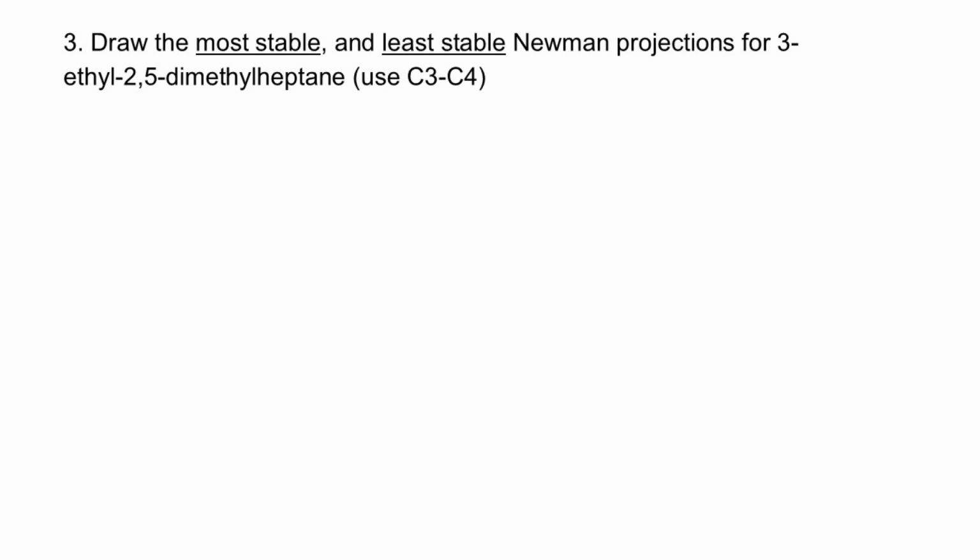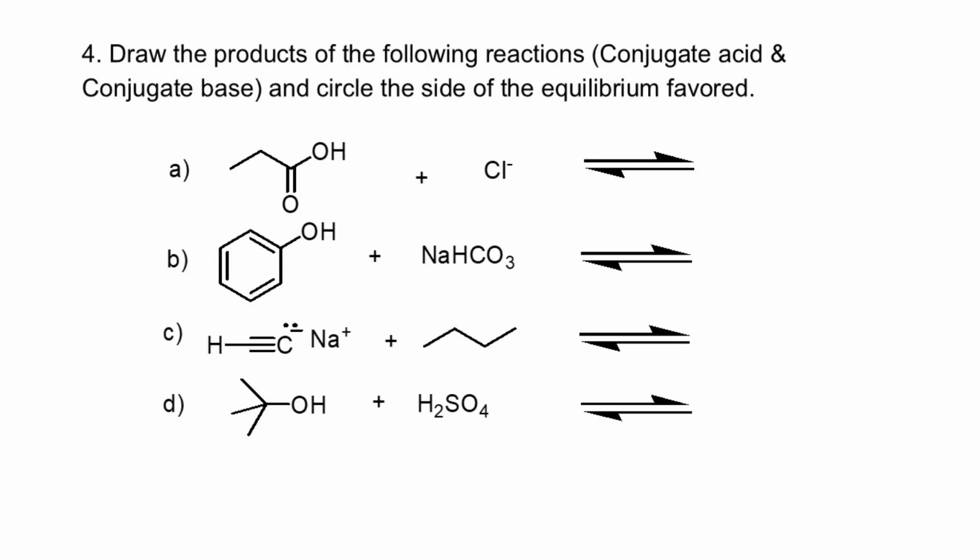Here, number 3 shows you how to solve a Newman projection, or how to draw the most stable anti or gauche configuration and so on, and to evaluate the stability of a substituted alkane structure.